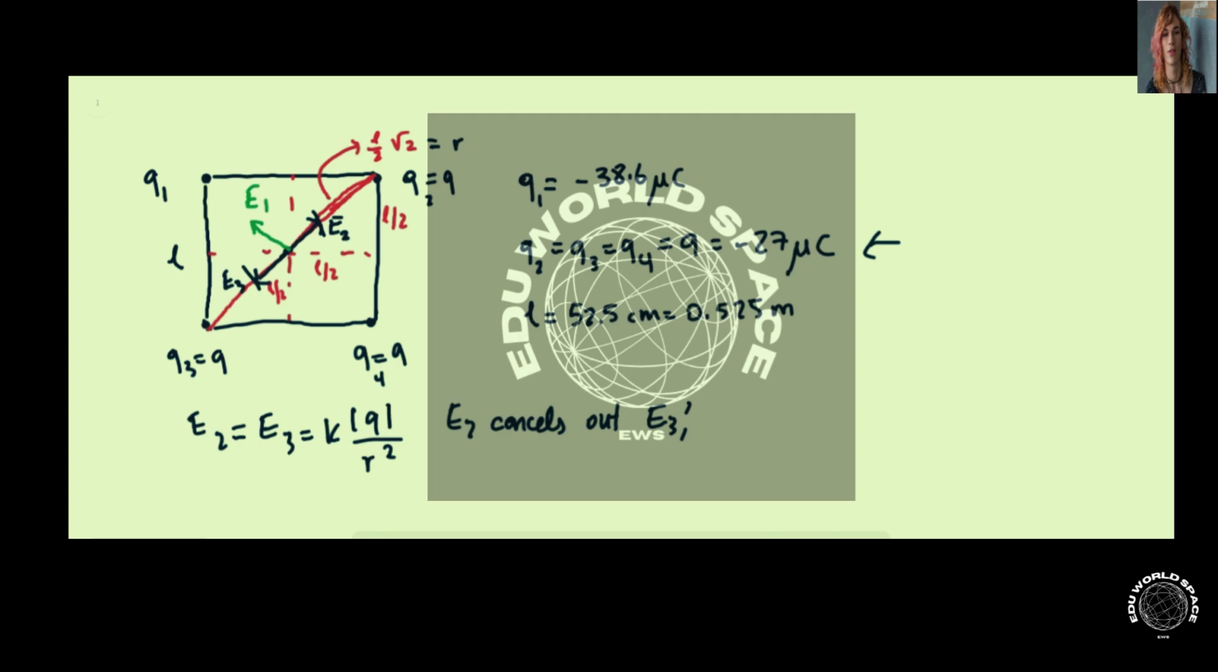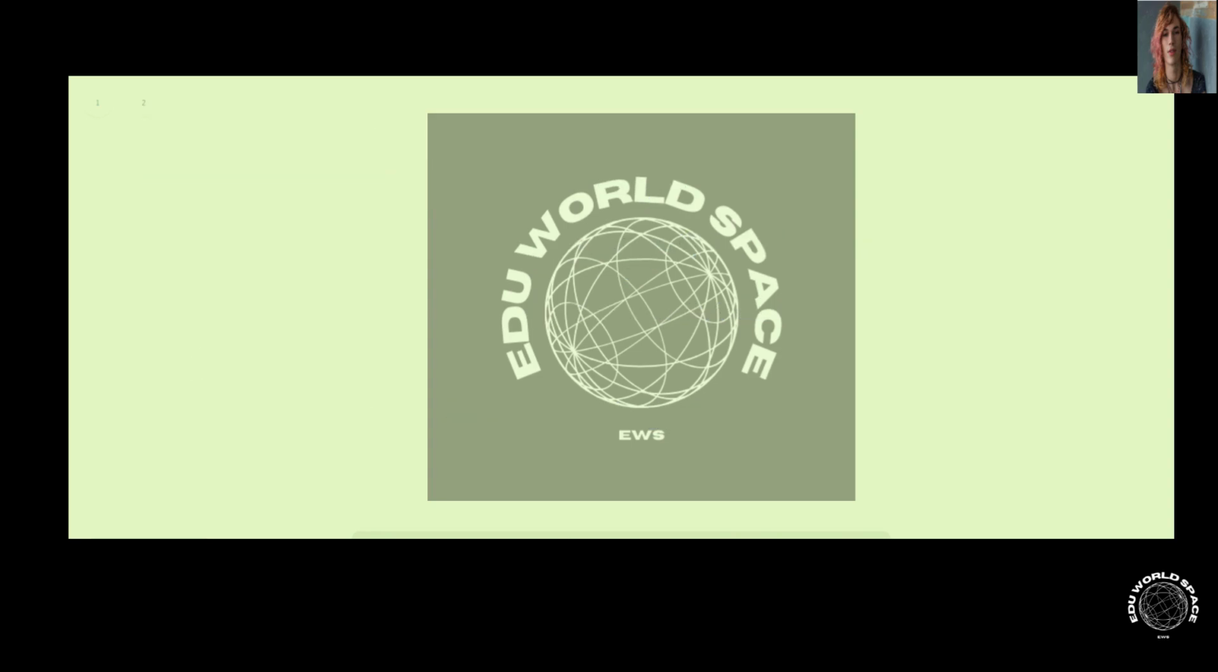And now for the direction of E4, let's use a different color. Q4 is also negative, right? Here, it's negative 27 microcoulombs. Then it's going to be in the opposite direction. So this is E4. Now, let's calculate the magnitudes, because E1 and E4 magnitudes are not the same since the charges are different, right? Q1 is different than Q4. So let's do just that on the new page.